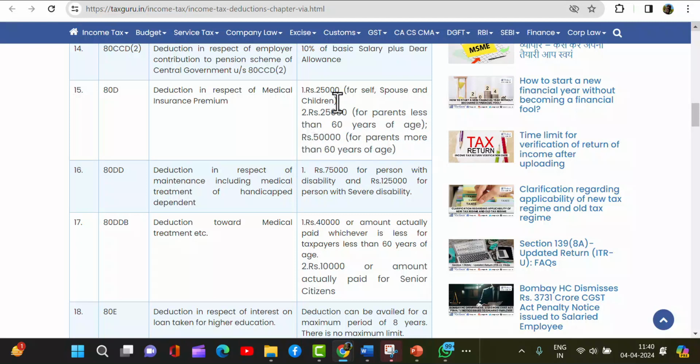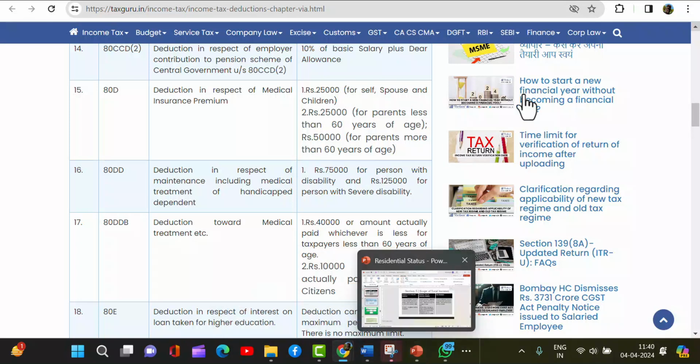If a person has taken a policy for spouse, self and children, up to 25,000, you will get an exemption. You can take another 25,000 premium for your parents who are less than 60 years. But if your parents are more than 60 years, then you get a benefit of 75,000, that is 25,000 and 50,000. Otherwise, you get 25 plus 25. But for your own and your family, only 25. Is that okay? So we'll just go back to the question.